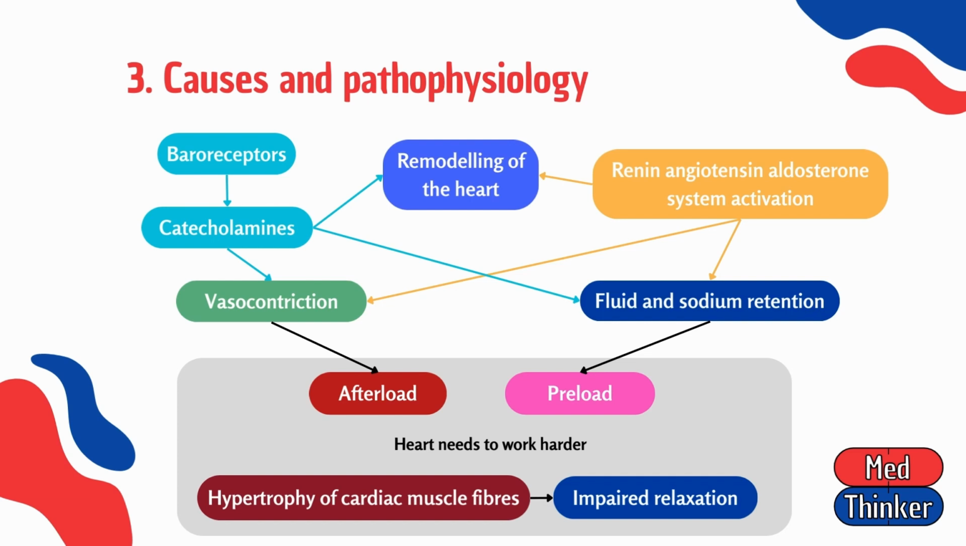Baroreceptors are those receptors that are present in your aortic arch or your carotid sinus, and they perceive that the blood pressure has decreased. This leads to a release in catecholamines, so substances such as noradrenaline, which are meant to lead to vasoconstriction. If you constrict your vessels peripherally, your blood pressure increases.